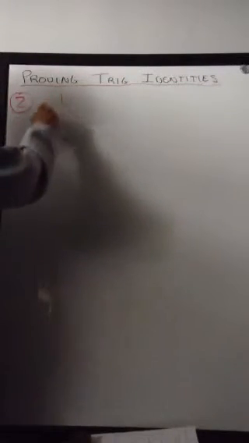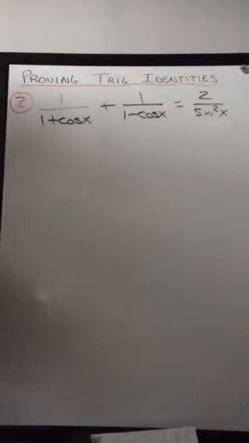All right, in the next example, we're going to use even a different concept. Okay, so in this one, I'll give you 1 over 1 plus cos x plus 1 over 1 minus cos x, and this is supposed to equal 2 over sine squared x. All right, again, first thing is to determine which side we want to work with.